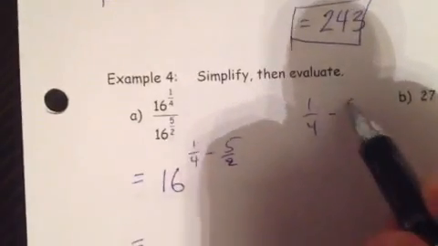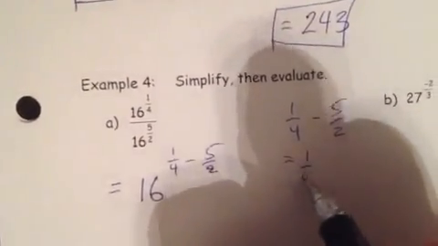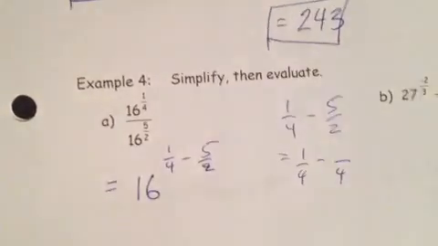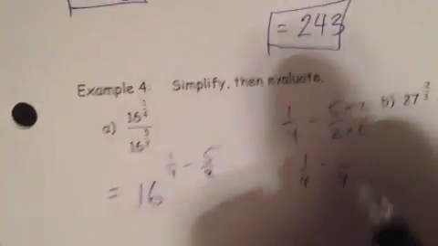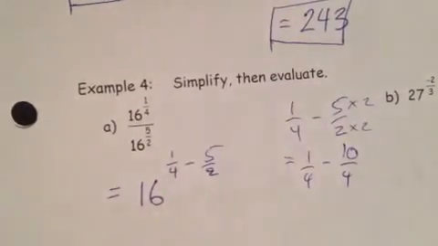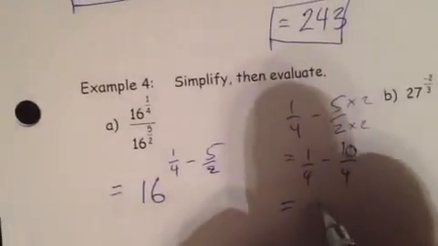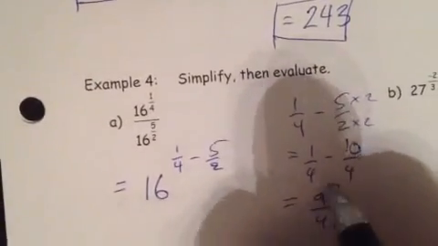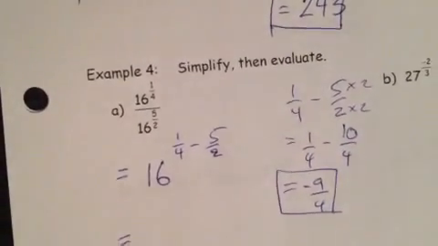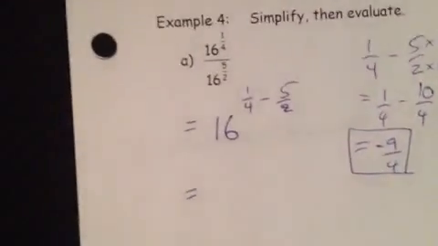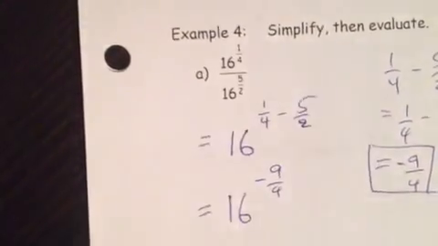So if I do a quarter minus 5/2, how do I subtract these two? I have to come up with a common denominator. The common denominator here is 4. I can make this a 4 by multiplying by 2, so I have to do the same to the top. So 5/2 is the same as 10/4. 1/4 minus 10/4 is a total of negative 9/4, my fault. So that is the proper answer for when you subtract those exponents. So this is actually 16 to the power of negative 9 over 4.